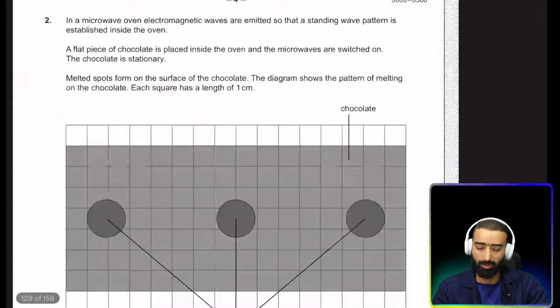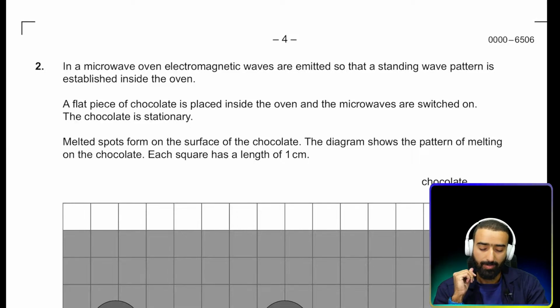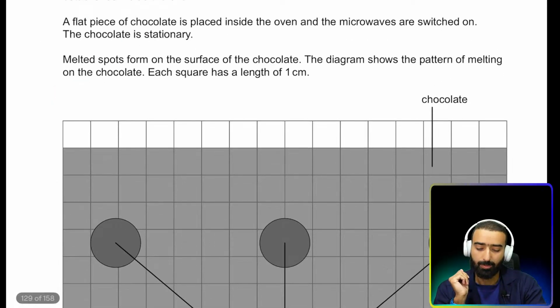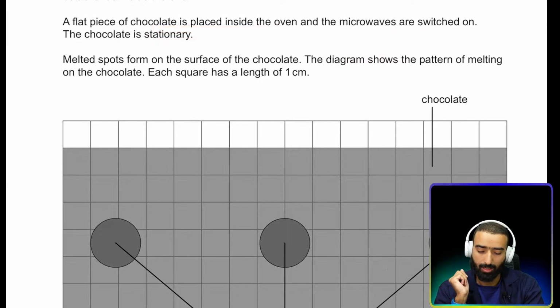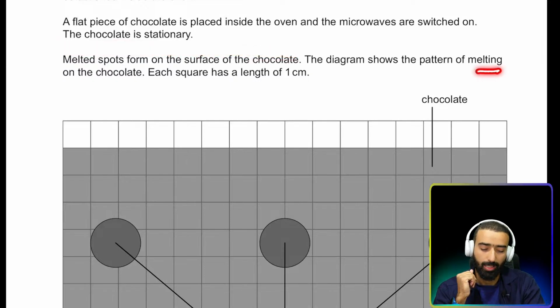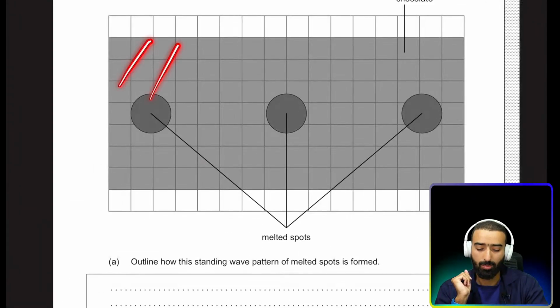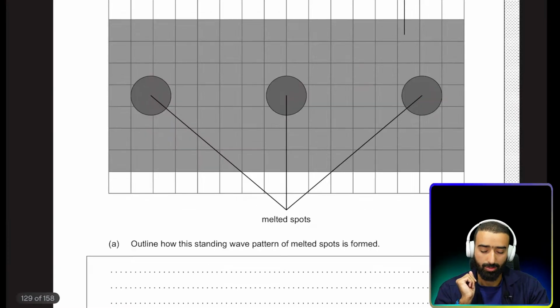Okay, let's move on to the second question. The second question says, in a microwave oven, electromagnetic waves are emitted so that a standing wave pattern is formed inside the oven. A flat piece of chocolate is placed inside the oven and the microwaves are switched on. The chocolate is stationary. Melted spots form on the chocolate. The diagram shows the pattern of melting on the chocolate. Each square has a length of 1 centimeter. So this is a bar of chocolate and it appears to melt at these particular locations.